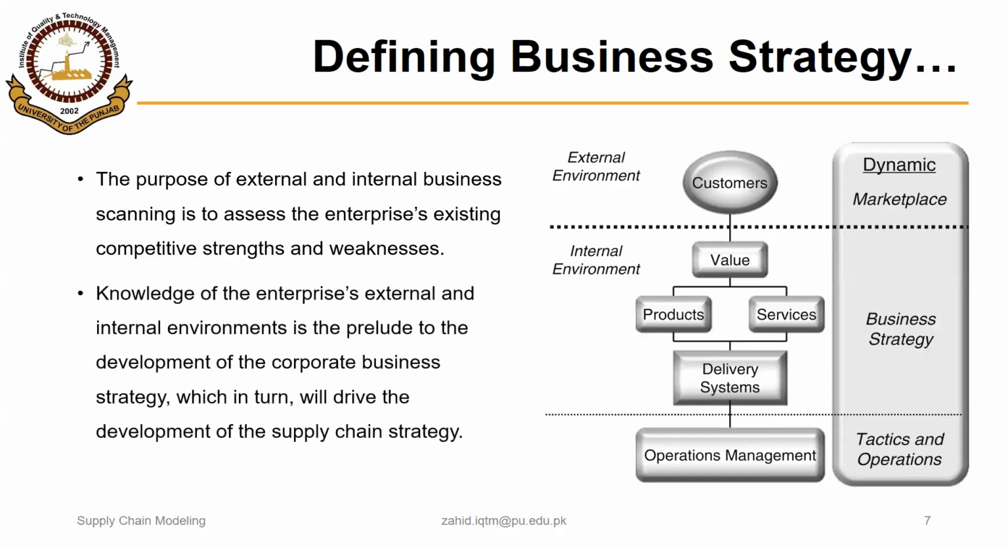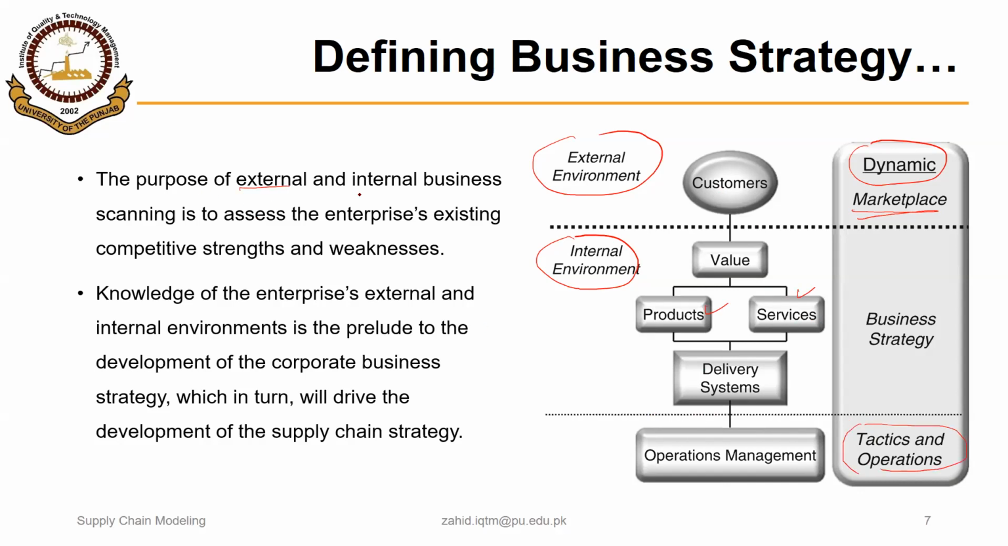In order to make a business strategy, it is important to understand the external environment as well as the internal environment. External environment means the situation of the marketplace that keeps on changing. And internal environment means the internal functions of the organization, the products and services it is making, the core competencies, the strengths and weaknesses of the organization, etc. And business strategy, we will see, further guides the tactics and operations of the business.